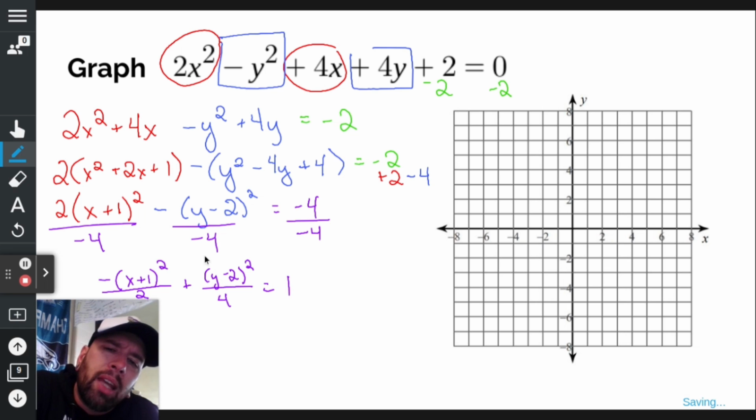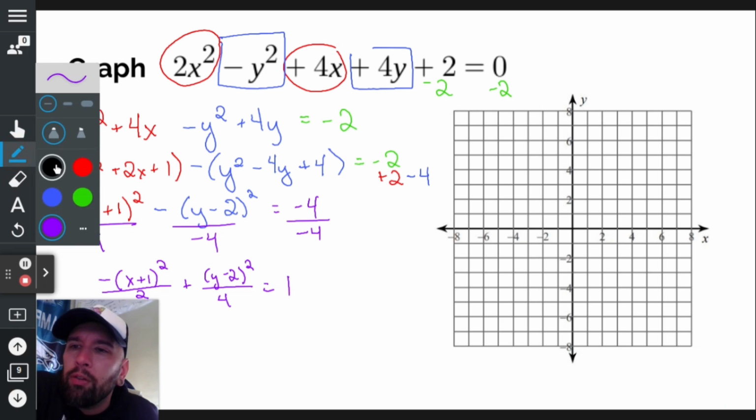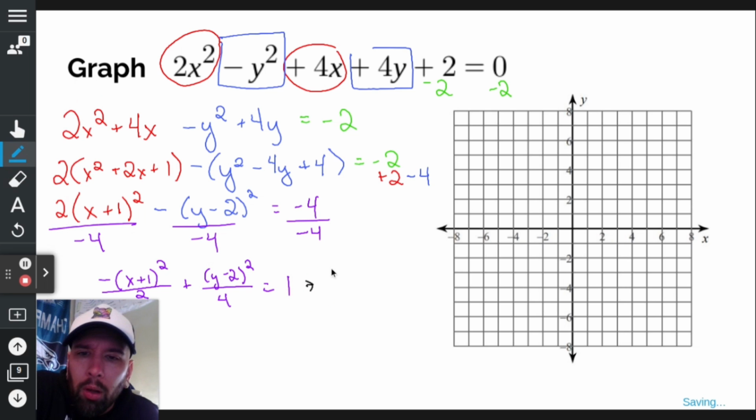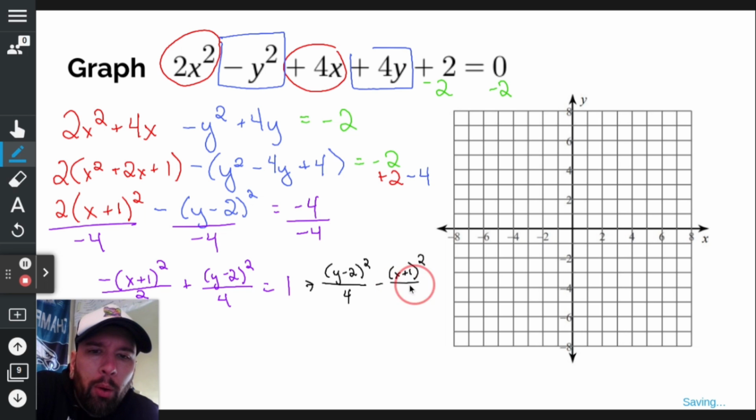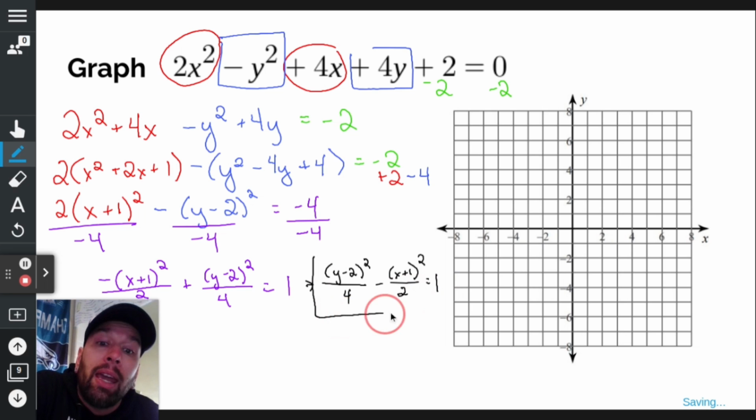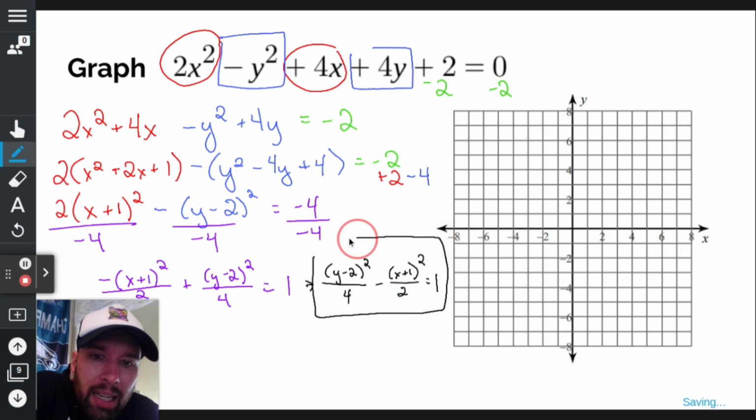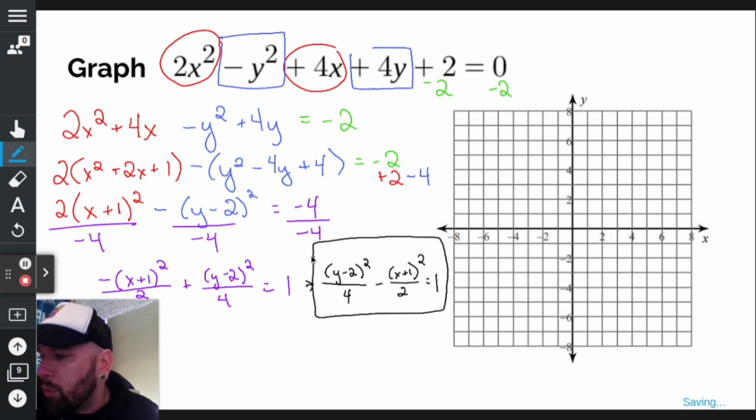Now you should look at that and say, that's backwards, because it is. So why don't we flip it and write it out normal? Okay, y minus 2 squared over 4 minus x plus 1 squared over 2 equals 1. Now we have a hyperbola, because it's minus, in standard form.